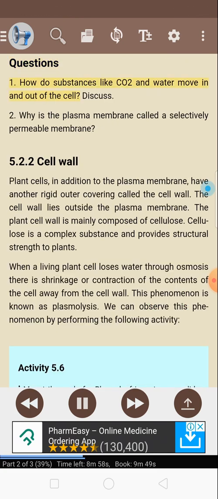Questions. 1. How do substances like CO2 and water move in and out of the cell? 2. Why is the plasma membrane called a selectively permeable membrane? 5.2.2 Cell wall. Plant cells, in addition to the plasma membrane, have another rigid outer covering called the cell wall. The cell wall lies outside the plasma membrane. The plant cell wall is mainly composed of cellulose. Cellulose is a complex substance and provides structural strength to plants.